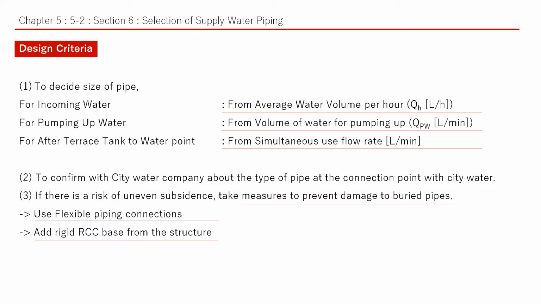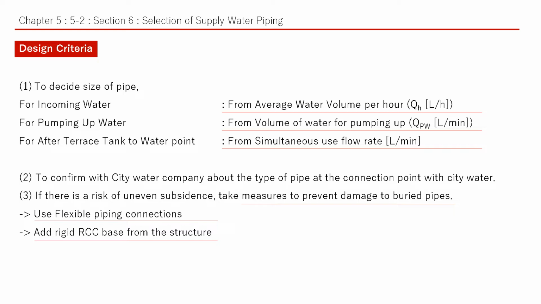Section 6. Selection of supply water piping. As for design criteria, Item 1. This time, we will explain about the selection of piping for 3 locations. 1. For incoming water, it can be selected from average water volume per hour. 2. For pumping up water, it can be selected from volume of water for pumping up. 3. For after terrace tank to water point, it can be selected from simultaneous use flow rate.